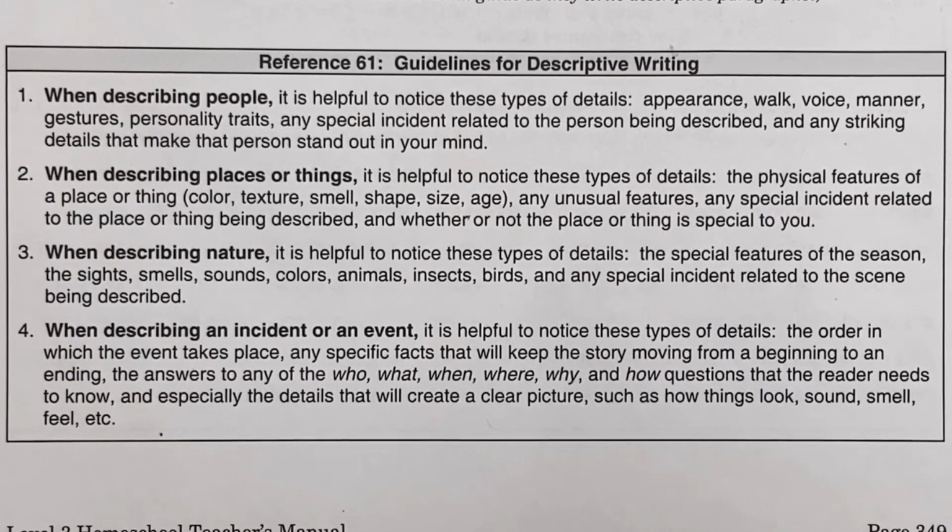You can also write something about a place or thing. You can include physical features of a place or thing, for example, the color, texture, smell, shape, size, and age, or any unusual features and any special incident related to the place or thing being described.